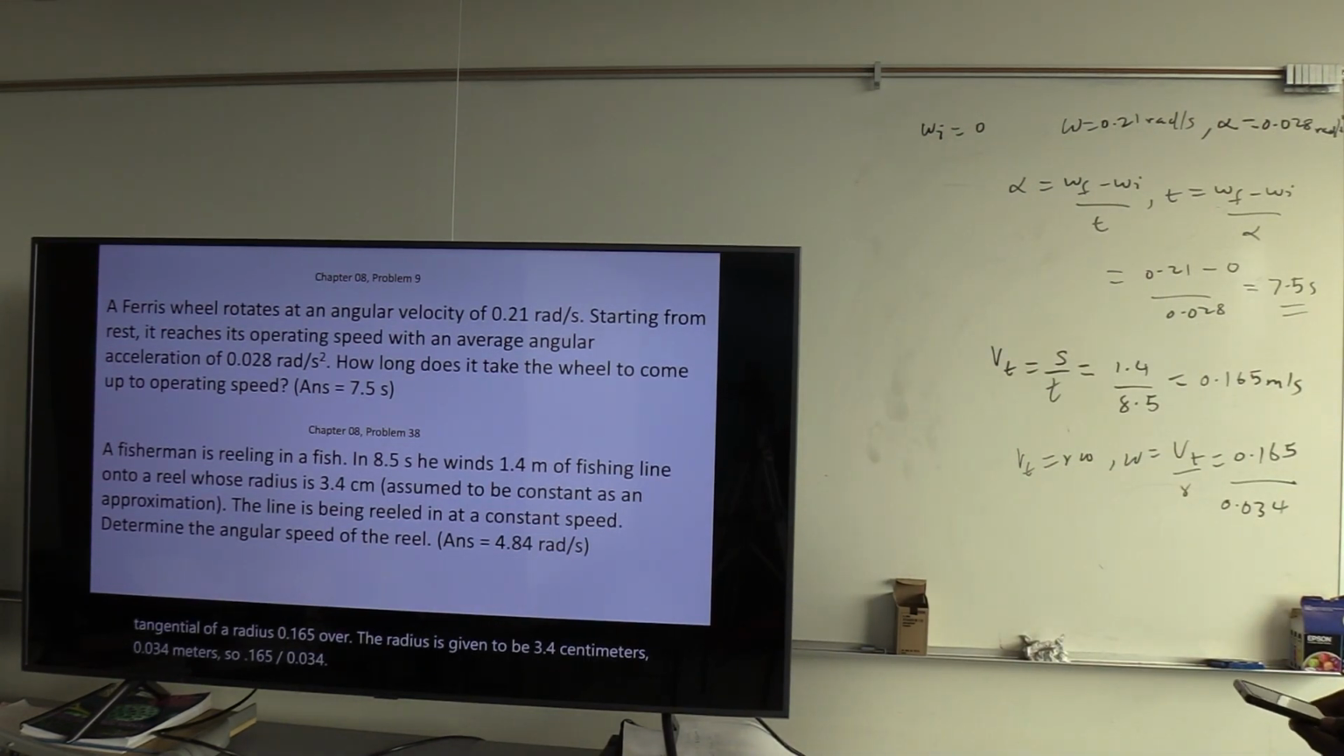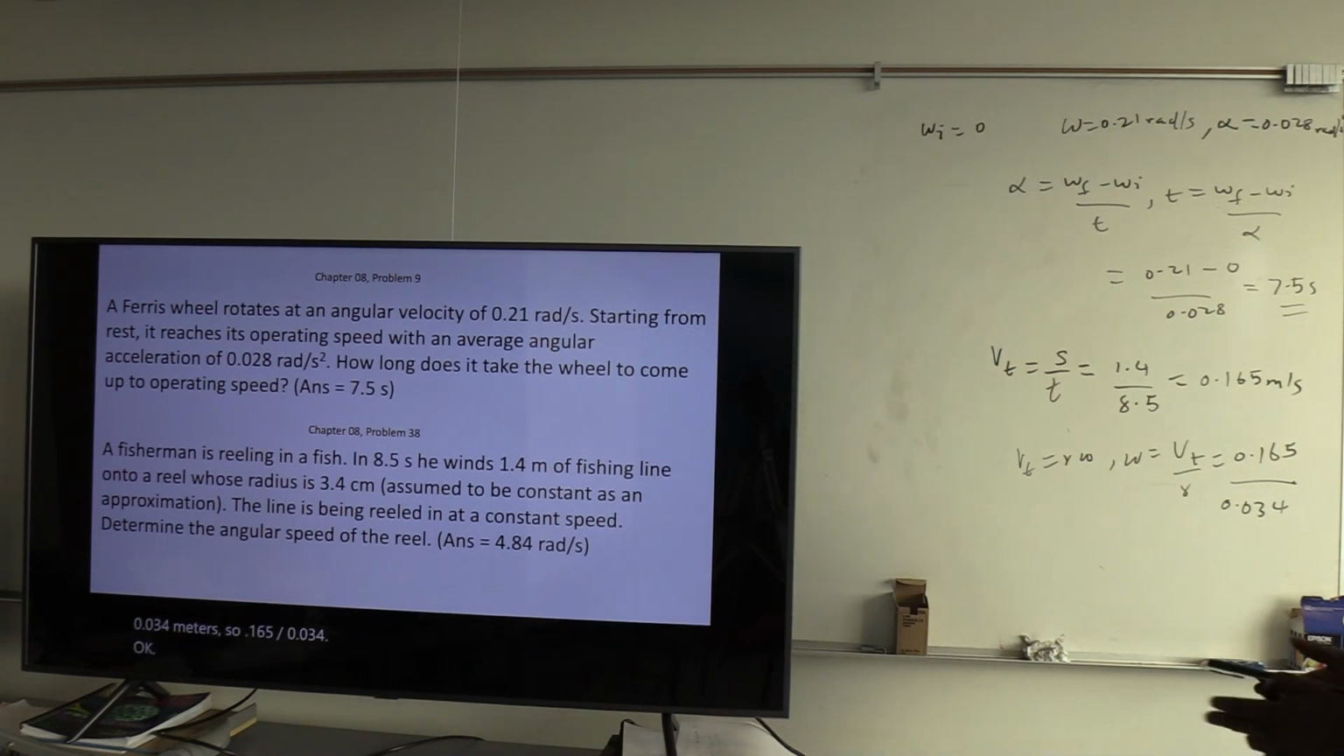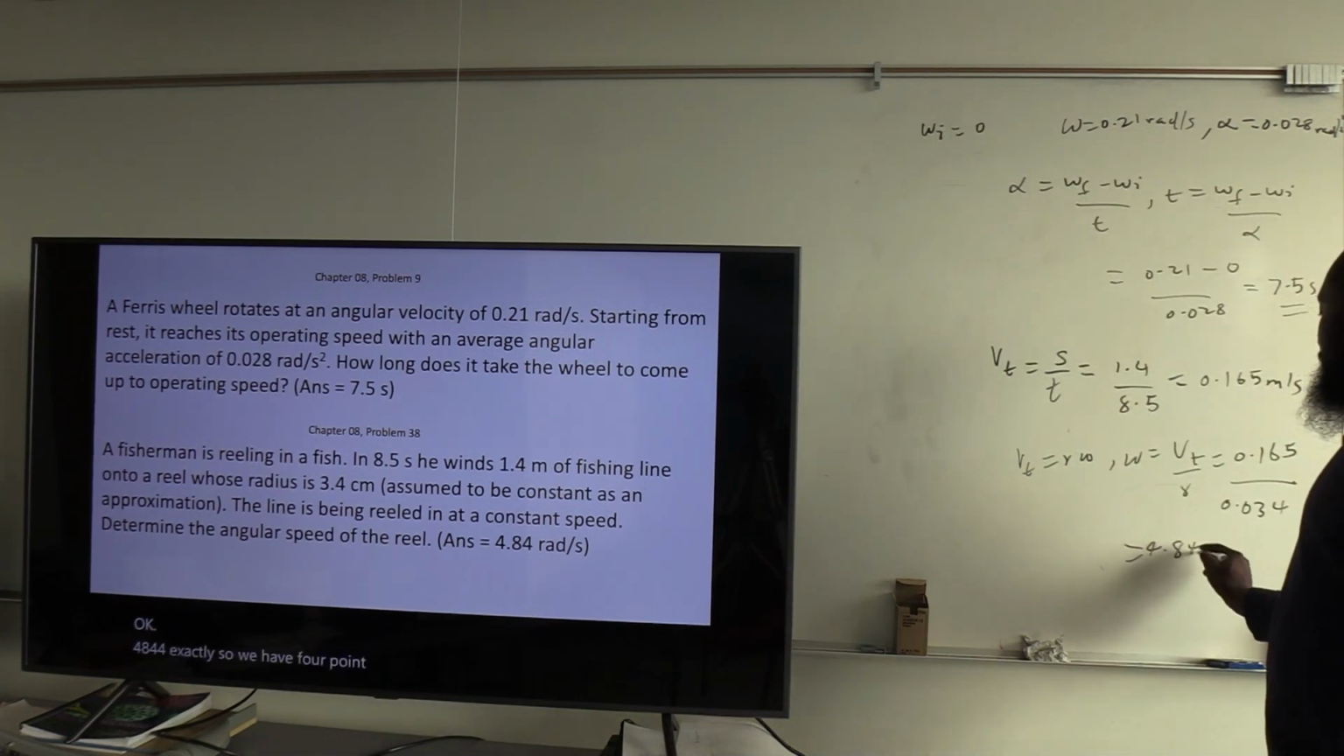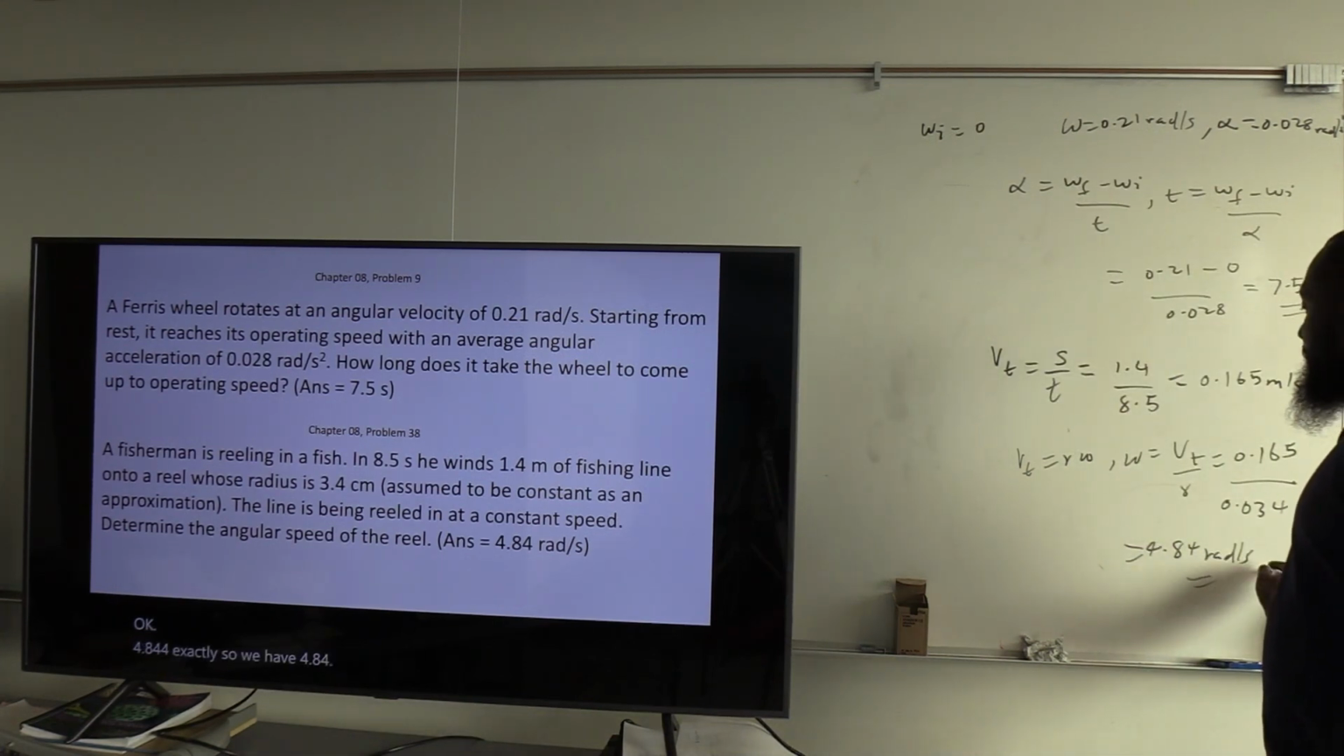gives the answer. Okay? 4.844 exactly radians per second. So we'll have 4.84 radians per second. That's the angular velocity.